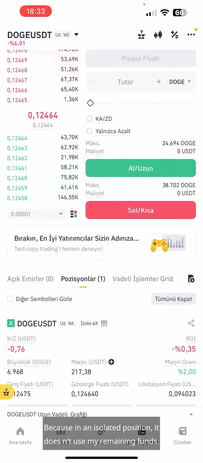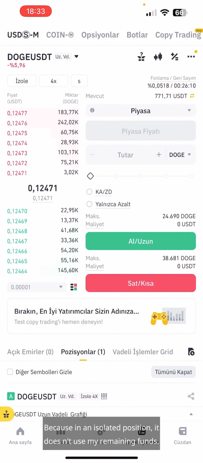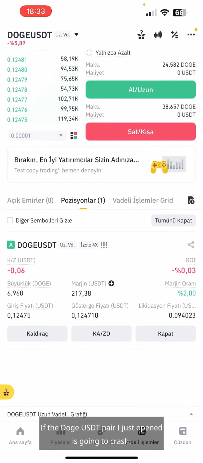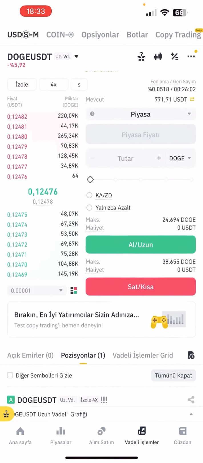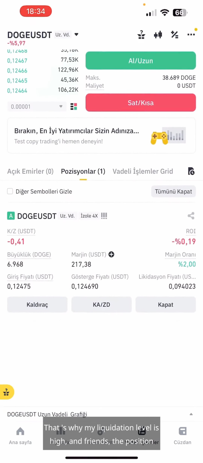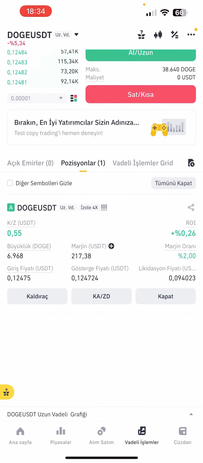So why? Because in an isolated position, it doesn't use my remaining funds. The meaning of isolated is this: if the Doge USDT pair I just opened is going to crash, let only this crash, my friend. I'm saying, don't touch the rest of the money in my futures wallet. That's why my liquidation level is high. And friends, the position doesn't easily crash. The logic is like this. I hope it has been clear.